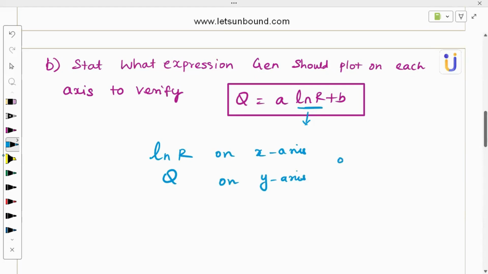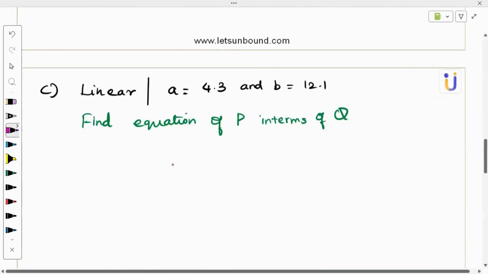Or you can choose it this way also. It's not mandatory. ln R on the y-axis is also fine, and Q on the x-axis is also fine. So the best answer is to write ln R on one axis and Q on the other axis. They can take it either way, right? That's simple. Now moving to the third part.